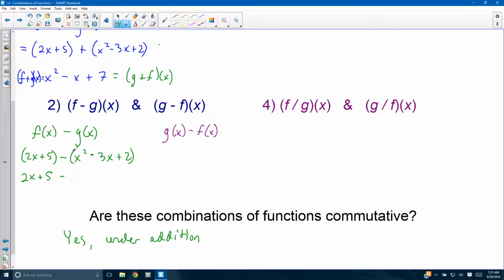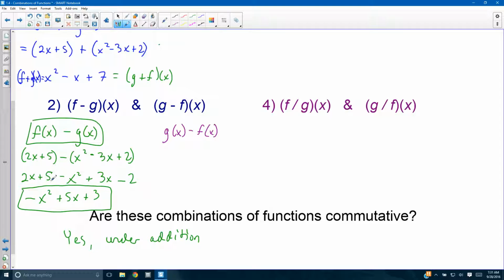Now when I subtract, I'm not just subtracting x squared. No, I'm subtracting a negative 3x, which is positive 3x, and I'm subtracting a positive 2. So now I can combine like terms, and I'll get negative x squared plus 5x plus 3. And that is for this guy right here. Okay, so obviously different from addition. This is a completely different looking function. They're both quadratic, but this one's a negative quadratic. Different y-intercept and such.